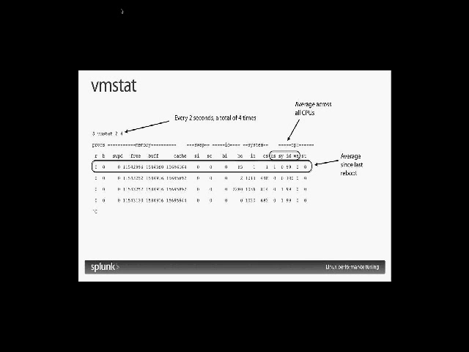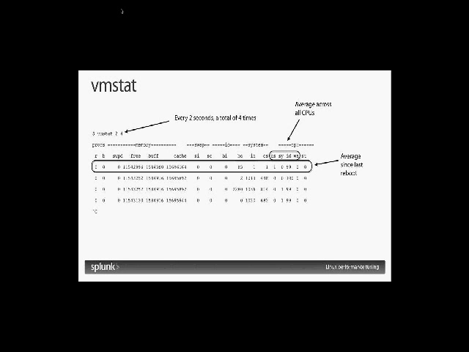vmstat. We're going to focus on this one because it gives you so much information in so many different Linux distributions, and across different types of performance issues. So for CPU, you can see the section that I've got circled there. That information is all the average across all CPUs.